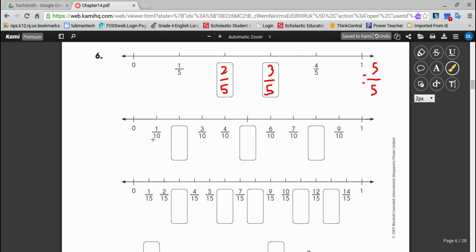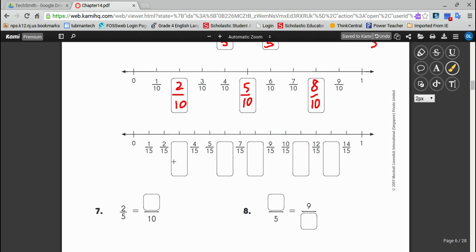So over here we're looking at our tenths. So this is 1/10. This will then be 2/10, 3/10, 4/10, 5/10, 6/10, 7/10, and then this will be 8/10.